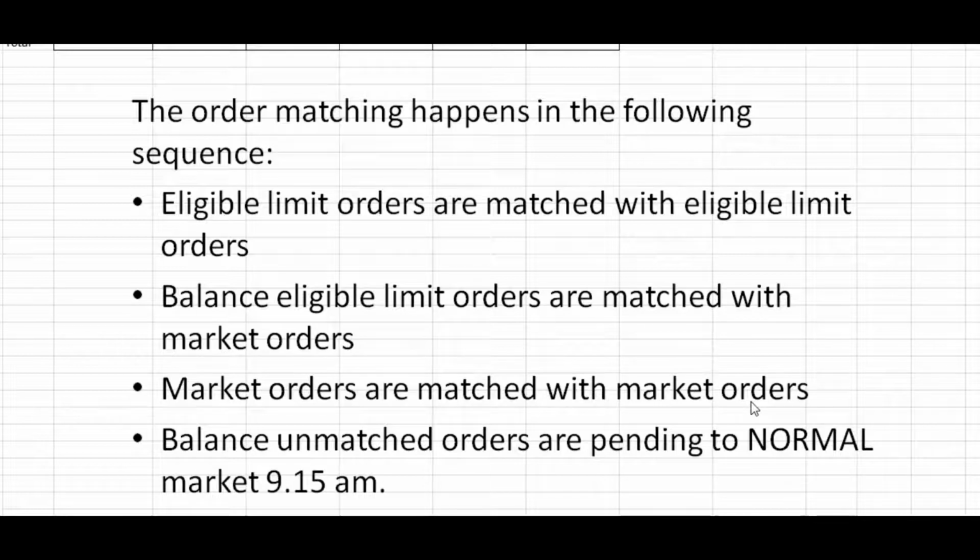That's all. So this is the first rule: eligible buyer, then eligible seller in limit orders. The balance of the limit orders will be matched with the market orders, and finally the market orders will be matched with the market orders. And the balance of the unmatched orders, it could be limit orders or even market orders, if there is any balance of orders, that will be pending and taken to the normal market at 9:15. Okay.